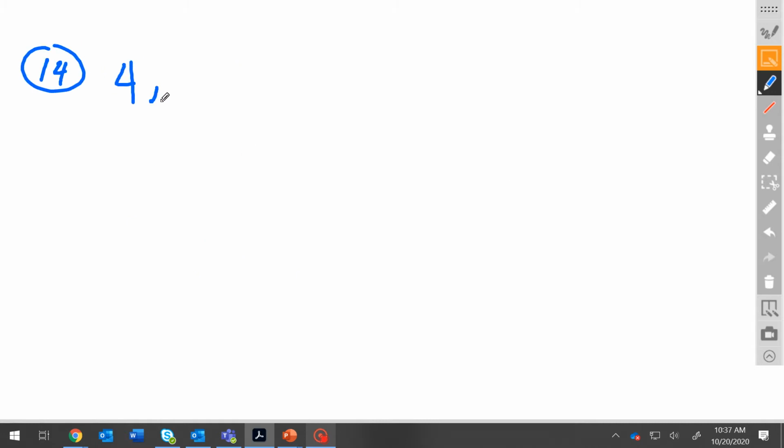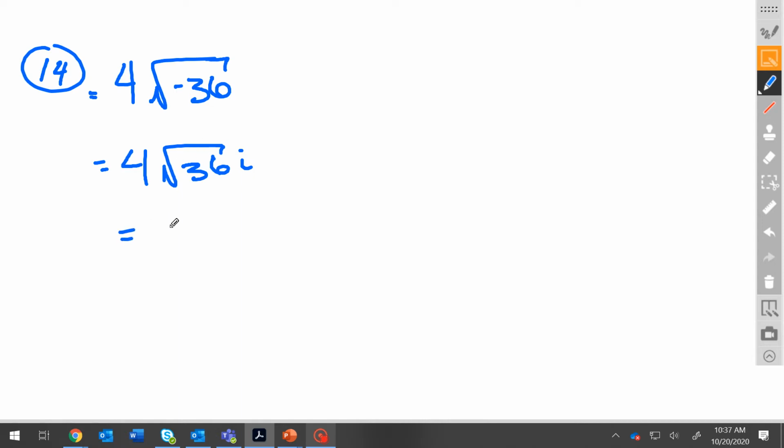14 is 4 square root of negative 36. Alright, well, this would be 4 square root of 36i to take care of that negative symbol. Square root of 36 is just 6, so we'd have 4 times 6i, which is 24i.